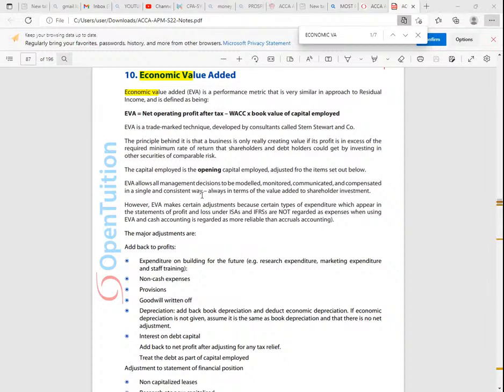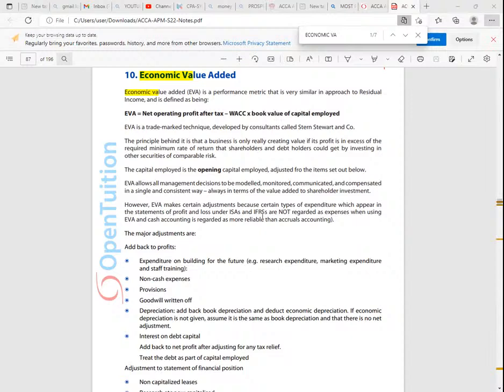EVA allows all management decisions to be modeled, monitored, communicated, and compensated in a single and consistent way, always in terms of the value added to shareholder investment. However, EVA makes certain adjustments because certain types of expenditures which appear in the statements of profit and loss under IAS, International Accounting Standards, and IFRS, International Financial Reporting Standards, are not regarded as expenses when using EVA.